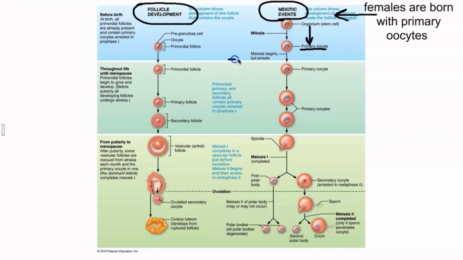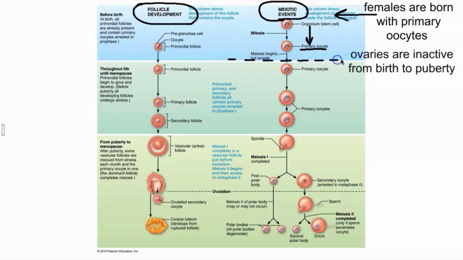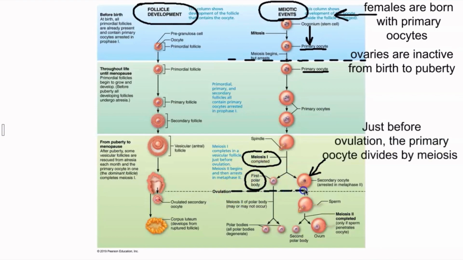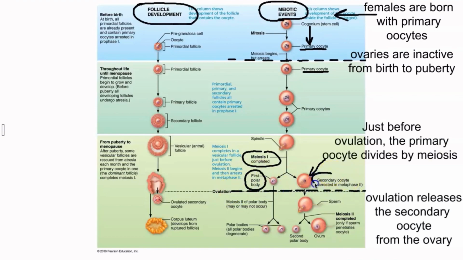But then they stay inactive. They stay like that until puberty. And so they're quiet until puberty. And then starting at puberty, some of the primary oocytes present in the ovary will continue meiosis where they left off. And that first meiotic division that gives rise to the secondary oocyte and the first polar body occurs just prior to ovulation. And so ovulation is the release of the secondary oocyte.